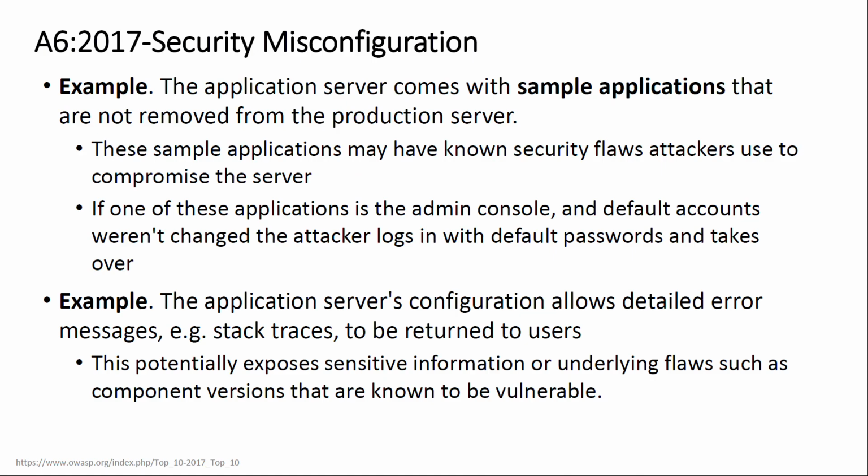An example is as follows. The application server comes with sample applications that are not removed from the production server. These sample applications may have known security flaws attackers use to compromise the server. If one of these applications is the admin console and default accounts weren't changed, the attacker logs in with default passwords and takes over. Another example is as follows. The application server's configuration allows detailed error messages, for example stack traces, to be returned to users. This potentially exposes sensitive information or underlying flaws such as component versions that are known to be vulnerable.